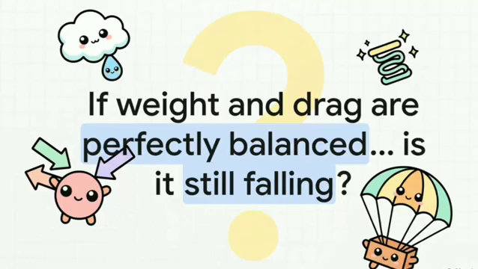So that leaves us with one final thought to ponder. If an object is falling, but all the forces on it, gravity pulling down, drag pushing up, are perfectly balanced, and it's not accelerating anymore, what does that really tell us about the true nature of motion itself?